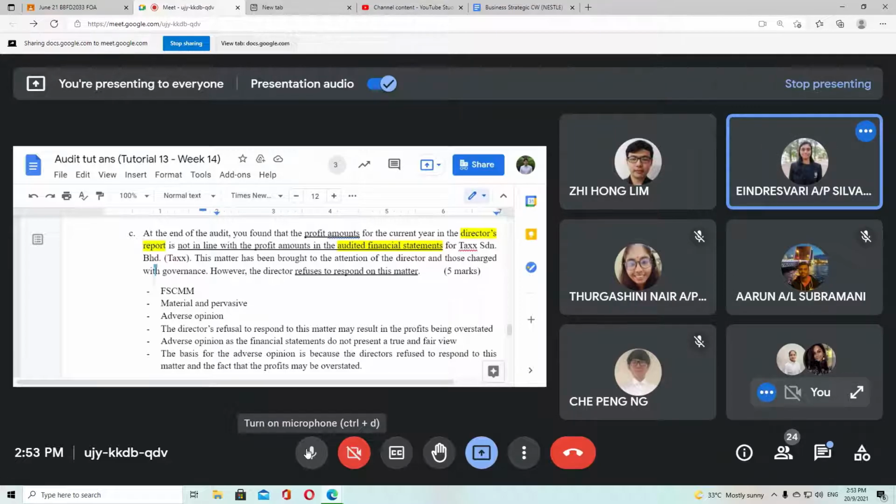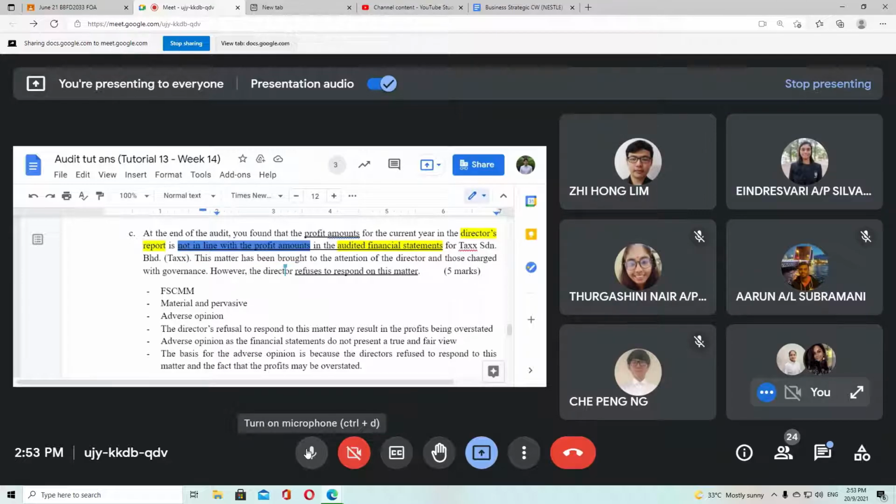At the end of the audit, you found that the profit amount for the current year in the director's report is not in line with the profit amount in the audited financial statements. Yes, it is not the same. So which one is right, which one is wrong? Is the profit figure in the director's report correct or wrong, or the profit figure in the audited FS correct or wrong?